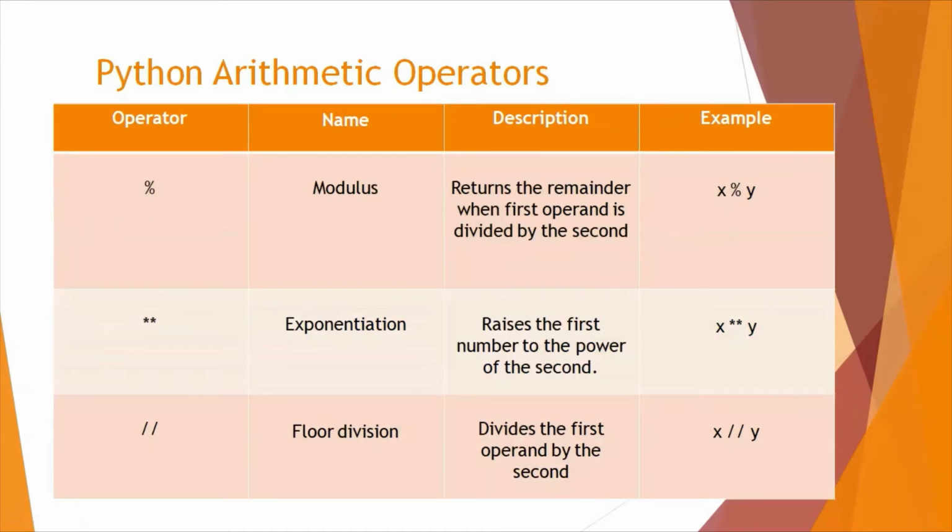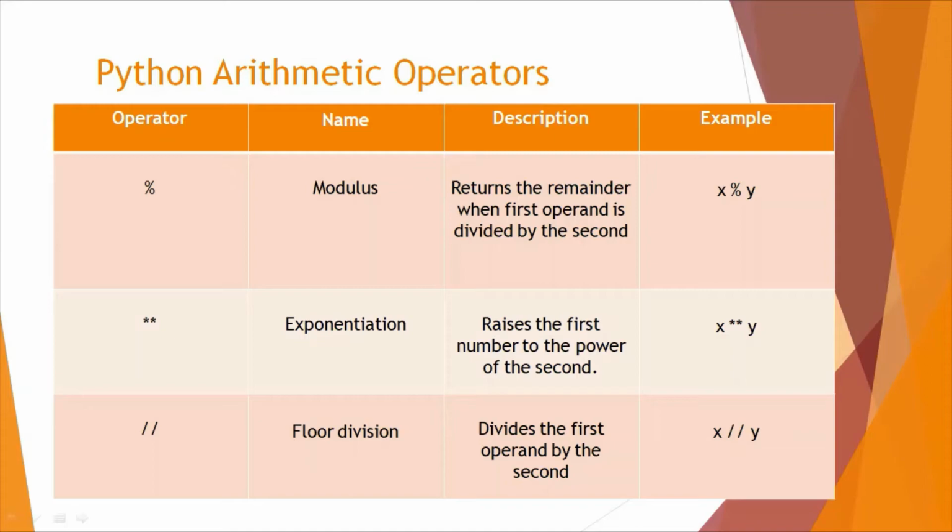Moreover, in Python arithmetic operators, we have modulus, which will return the remainder when the first operand is divided by the second, here x modulus y, and double multiplication, which is equivalent to exponent, which will raise the first number to the power of the second, so it will be x to the power y. And we have the double division, which is floor division, which will divide the first operand by the second and give the answer in integer form, as it will truncate the floating part. So it is x double divide y.